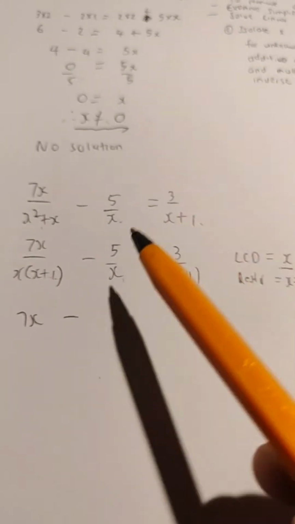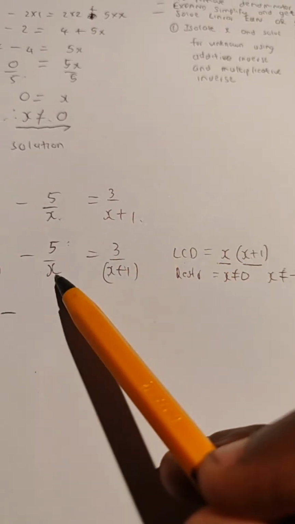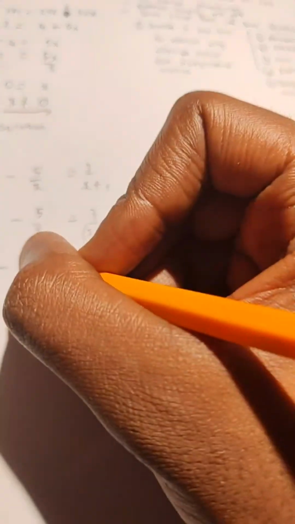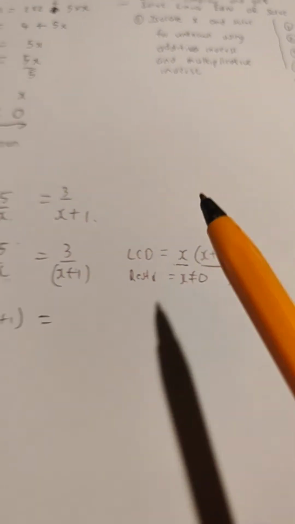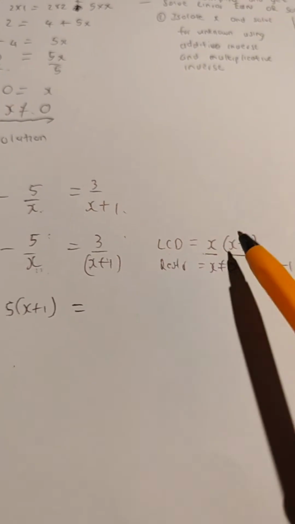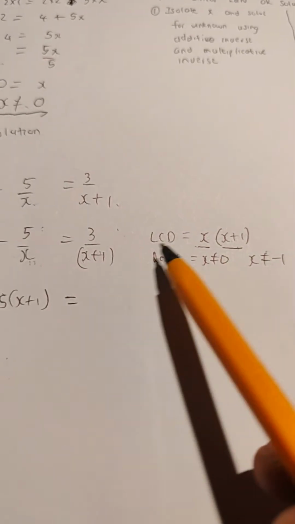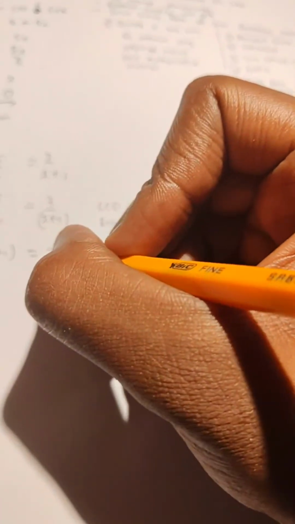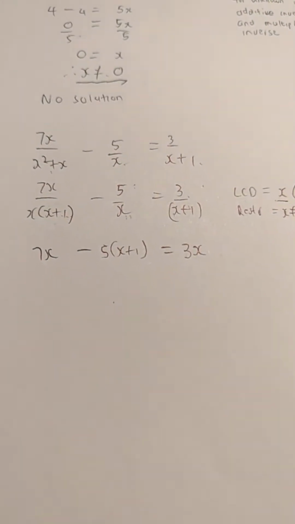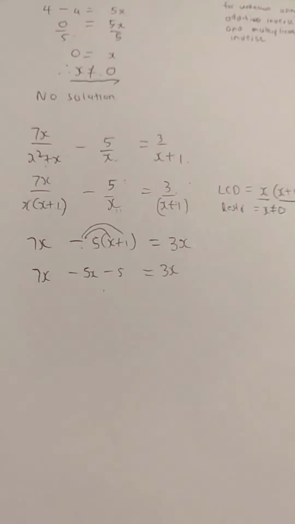So if we multiply here in the numerator, this x into x plus 1, what happens? They both cancel. We are left with 7x minus. If we multiply this LCD here at the top, the x and the x cancel, x plus 1 gets left behind. If we multiply by the LCD here in this numerator, the x plus 1 and the x plus 1 cancel, x gets left behind, so we say 3 times that x. Now we can solve the equation. We distribute the negative 5: negative 5x minus 5 is equal to 3x.